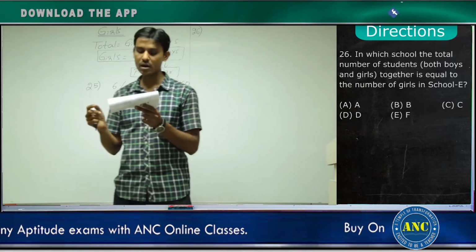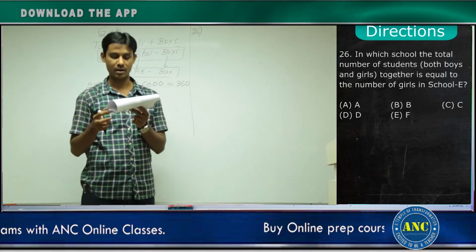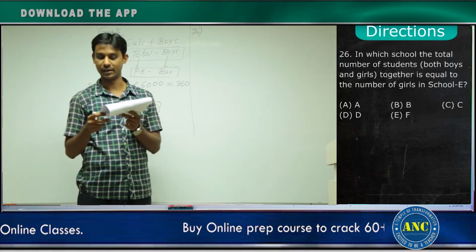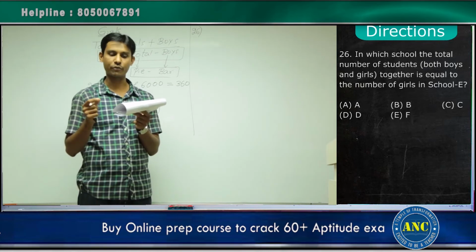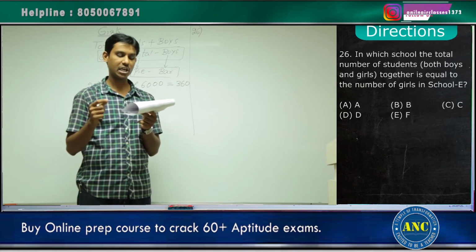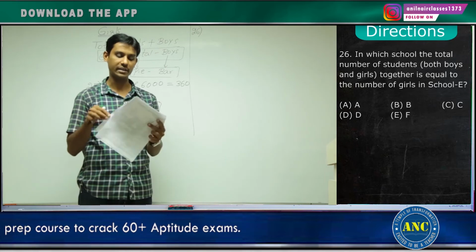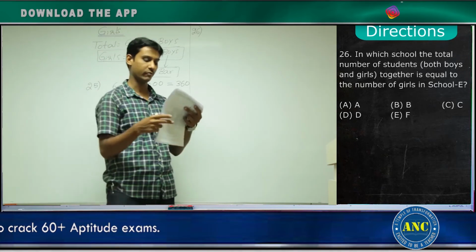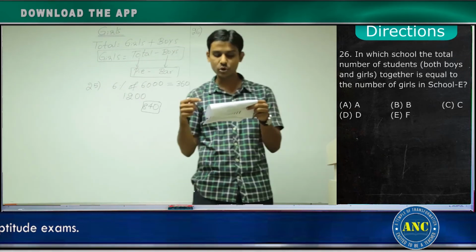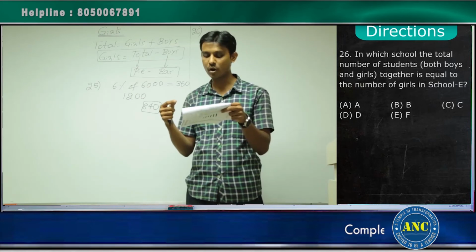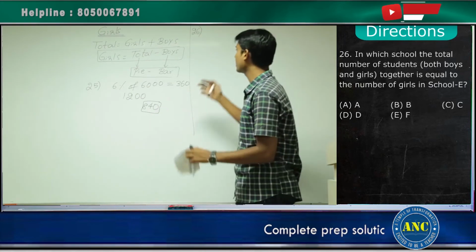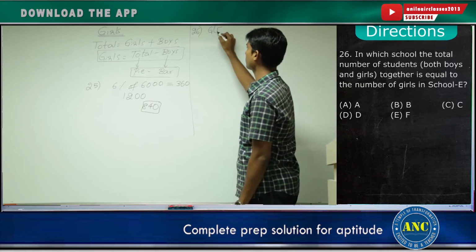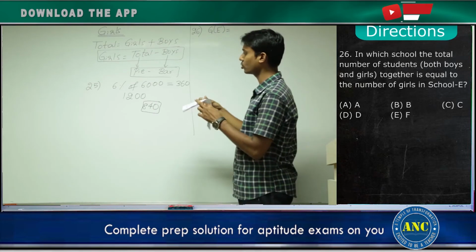In which school is the total number of students, that is, both boys and girls together, equal to the number of girls in school E? First of all, how many girls are there in school E? First let us find that.